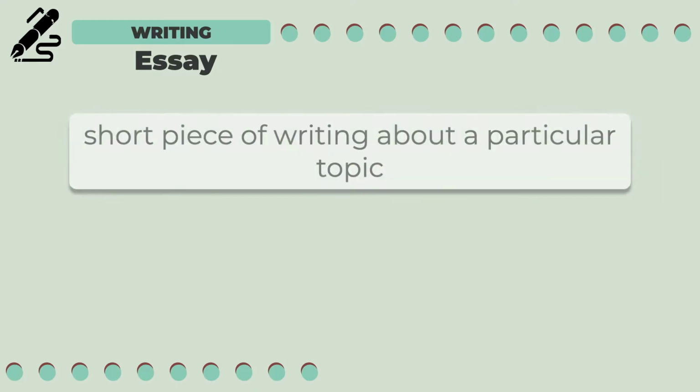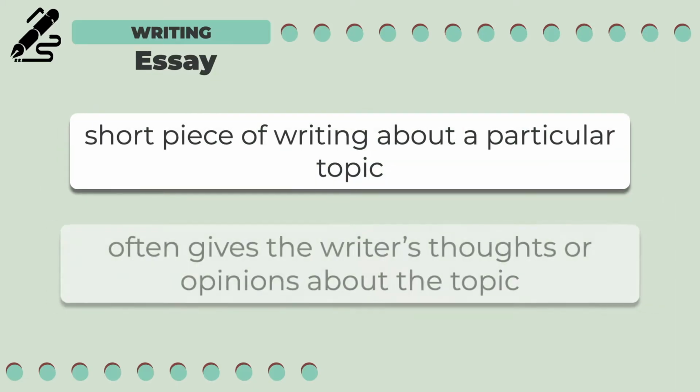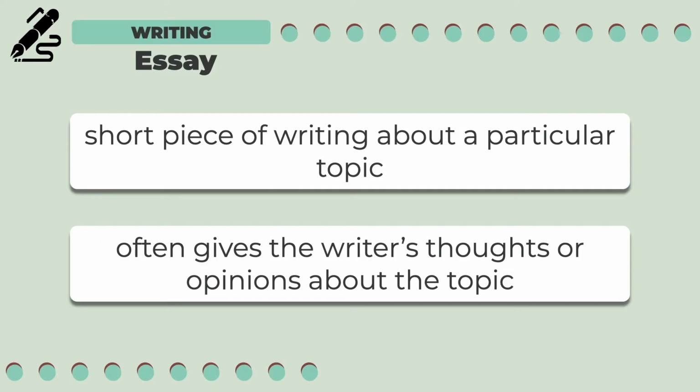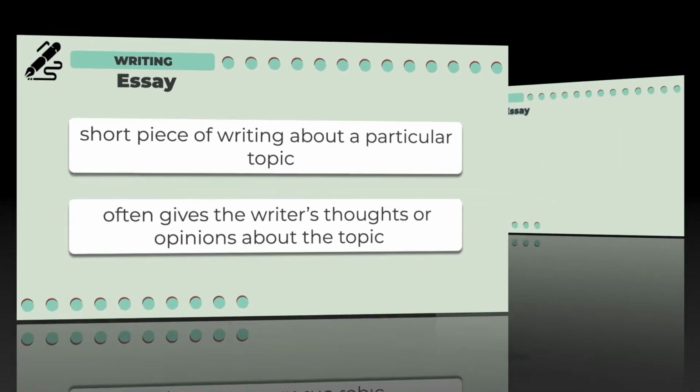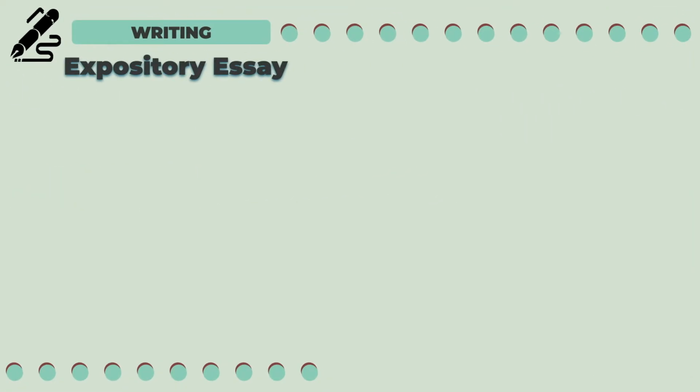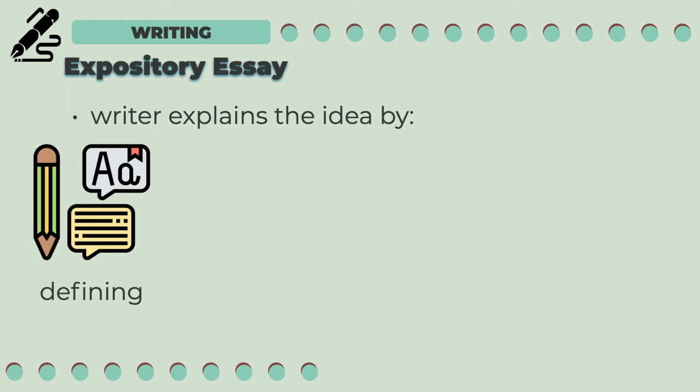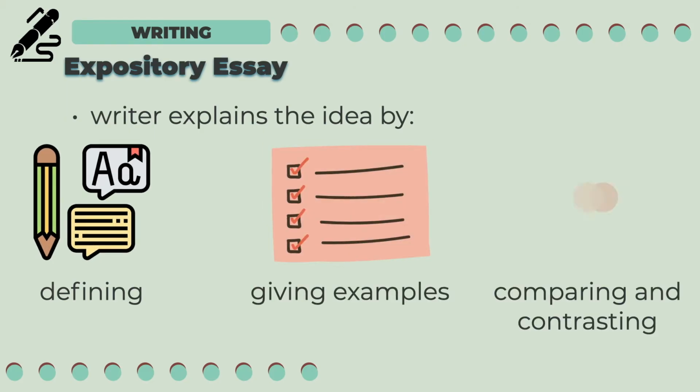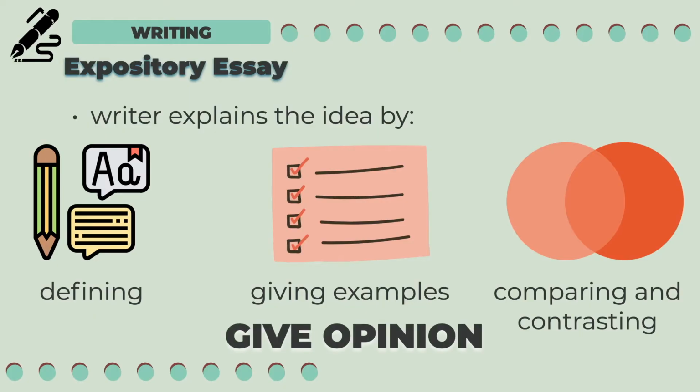An essay is a short piece of writing about a particular topic. It often gives the thoughts or opinions of the writer about the topic. There are different types of essays, and one of those is an expository essay. In this type of essay, the writer explains the idea by defining, giving examples, and comparing and contrasting ideas, then give the writer's opinion about it.